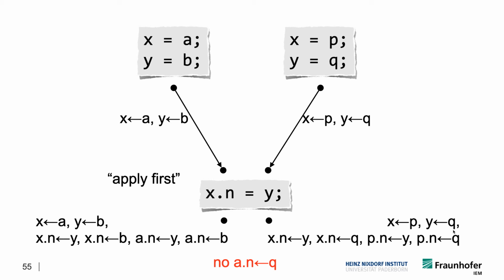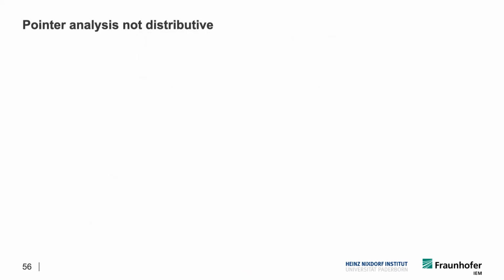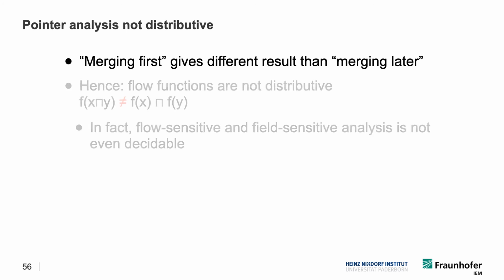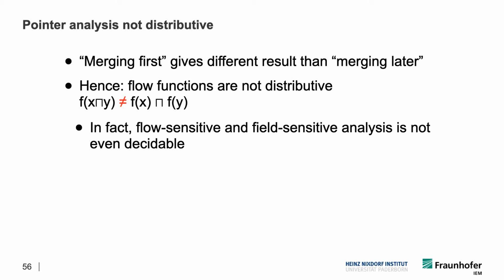And that's exactly a proof, or a counterexample, you could say, illustrating that pointer analysis is not distributive, because if it had been distributive, you would have had the guarantee that the results are identical. And clearly here they are not, right? The result where you merge earlier is more approximative. So merging first gives you different results than merging later. Therefore, the flow functions are not distributive, right? So they're still sound. That's fine. You get an approximate answer if you merge earlier, but they're not distributive.